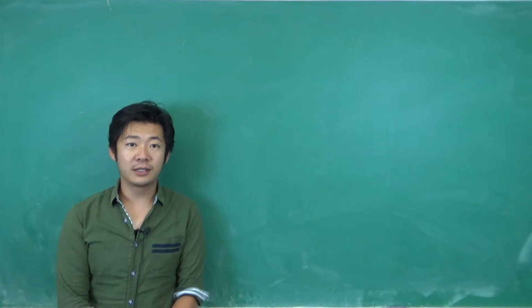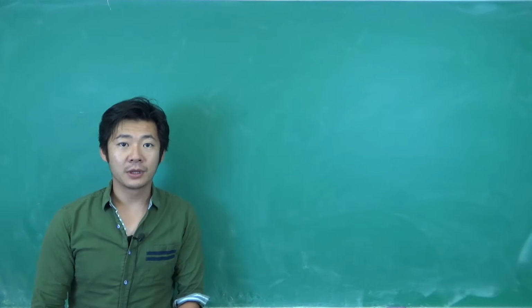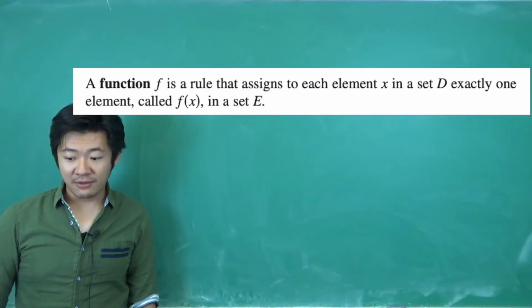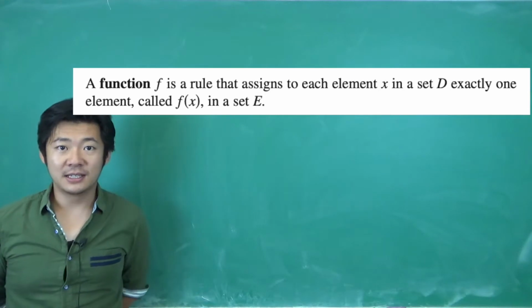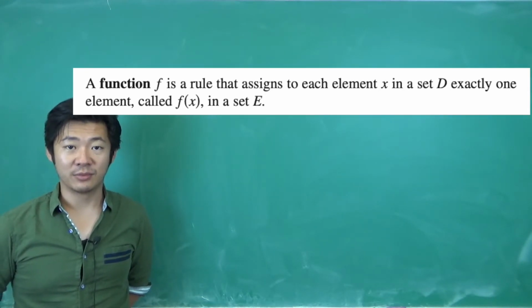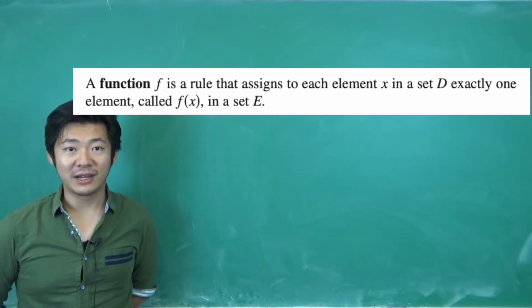In this video, we'd like to go over some facts about functions. So first of all, what is a function? Here is the definition. A function f is a rule that assigns to each element x in a set D, the domain, exactly one element, f of x, in the range.